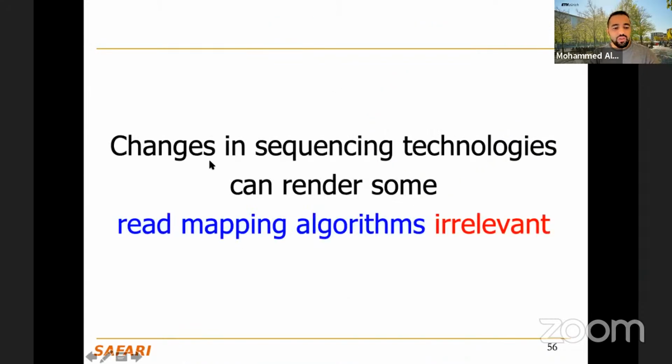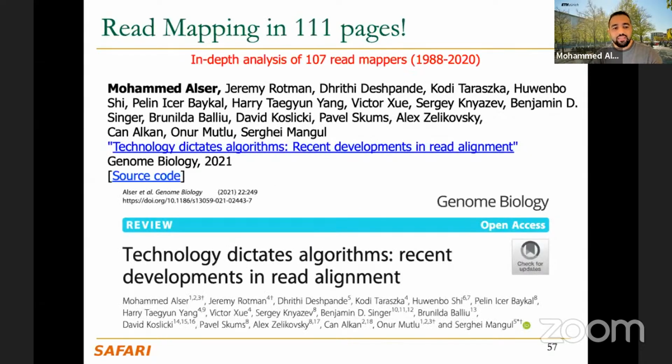So we observe that whenever we have a new technique, most of the algorithms that were used to process the data coming from the previous technology will get outdated or irrelevant, because the technology is different, and then you need to exploit some characteristics of the new technology to do the sequencing or the analysis quickly and accurately. So whenever we have a new technology, it directly dictates the algorithm and renders the old ones irrelevant. And this is what we observe in our recent work called Technology Dictates Algorithm.